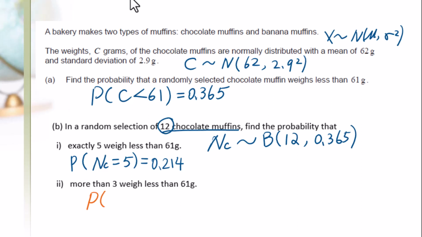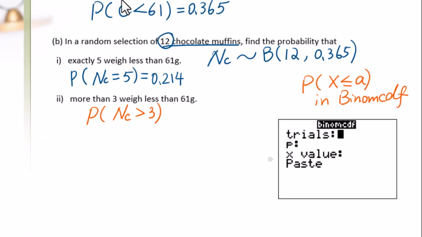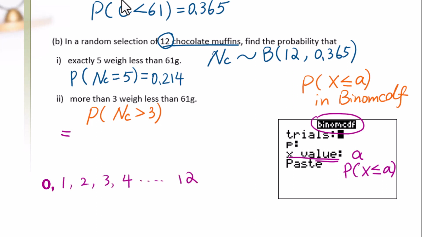Number 2, more than 3 weigh less than 61 gram. We are looking for the probability N_C greater than 3. You need to remember that for binomial CDF, this X value, A, means probability X less than or equal to A. Altogether, we have 12. More than 3 means greater than or equal to 4. It equals 1 minus the probability of N_C less than or equal to 3.